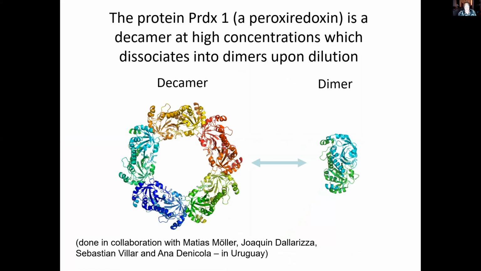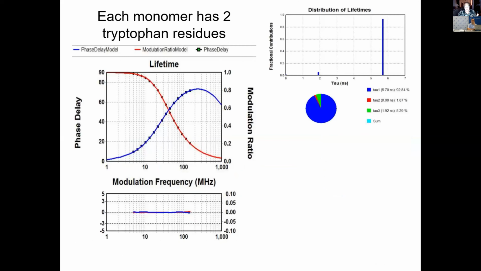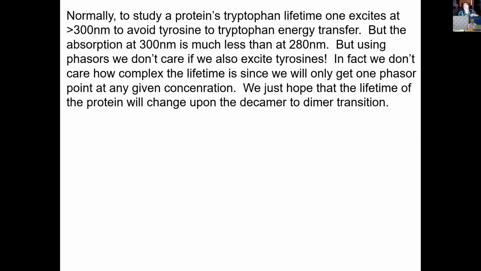And the final example was our colleagues in Uruguay, Matias, Joaquin, Sebastian, and Anna, and some of them may be in the audience, who wanted to look at the dilution, dissociation of a decameric protein into a dimer. And here they are, all the participants. Each monomer has two tryptophans, but we don't care how complex the decay is. Normally you would excite at 300, but we do it at 280. We don't care about tyrosine excitation. We just want to get a point. All we care is, does the point change when we dilute?